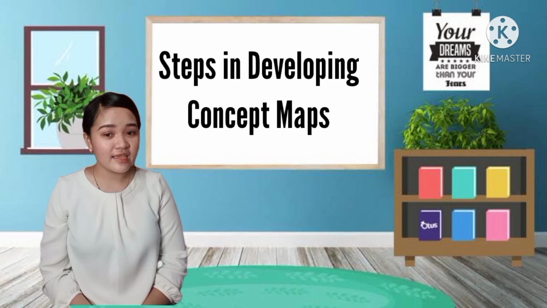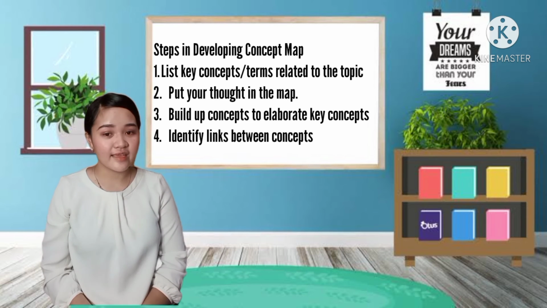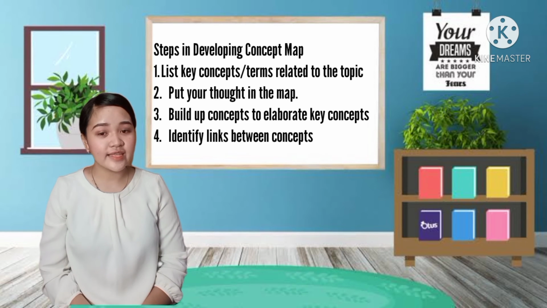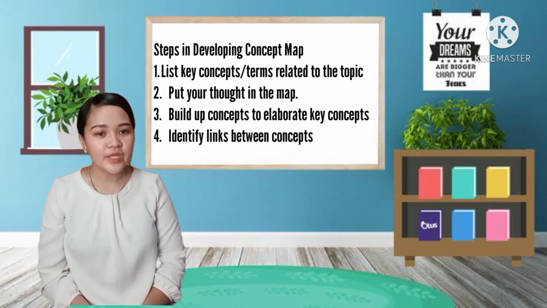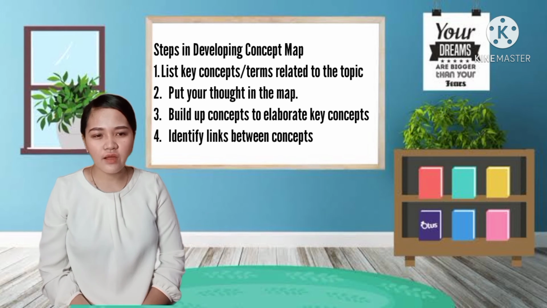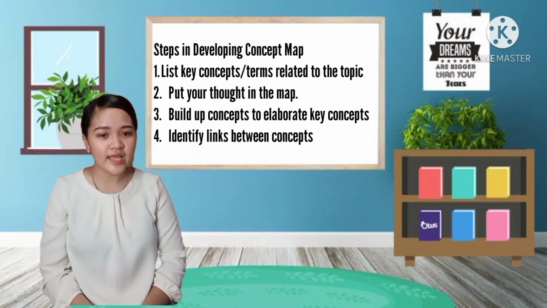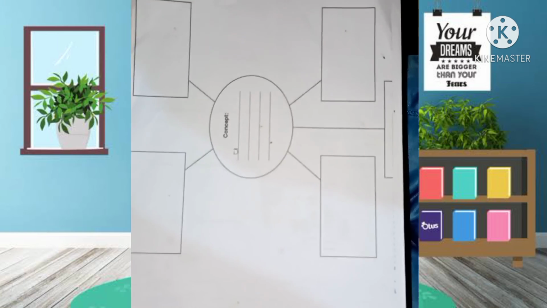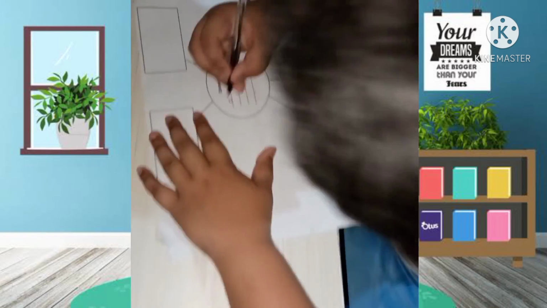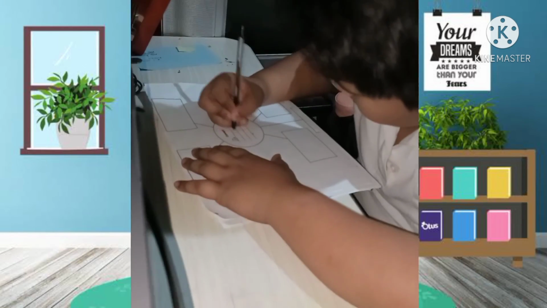First, list the key concepts. Second, put your words inside your concept map. Third, build up concepts to elaborate key concepts. And for the last one, identify links between the concepts. This is an example of a concept map.